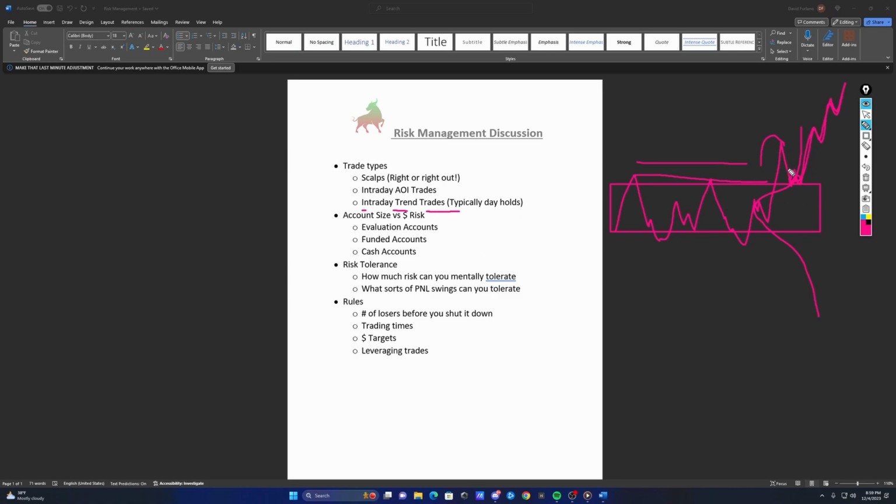It's going to be a slightly bigger stop as well. Maybe the stop on this trade to start is going to be 5 or 6 points, as opposed to my scalp or quick trade, which is like 2, 2.5 points.